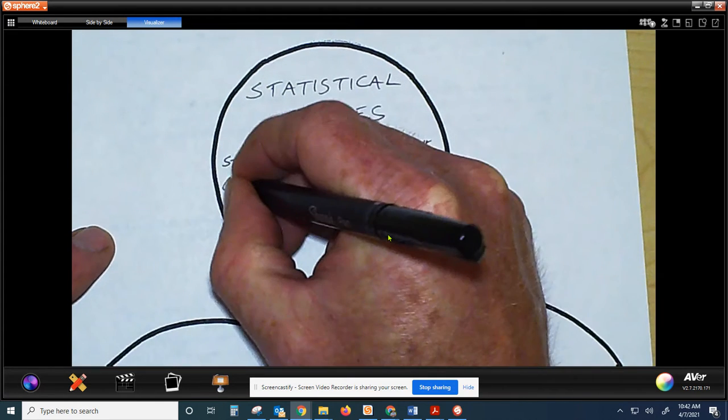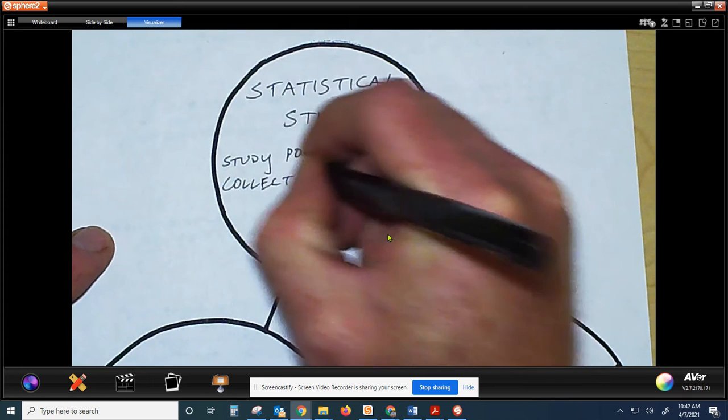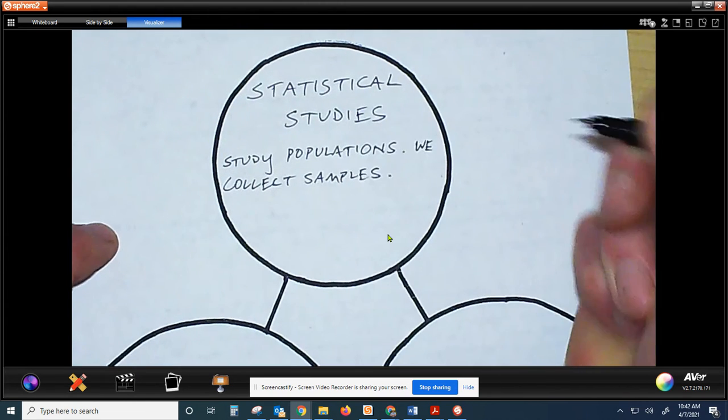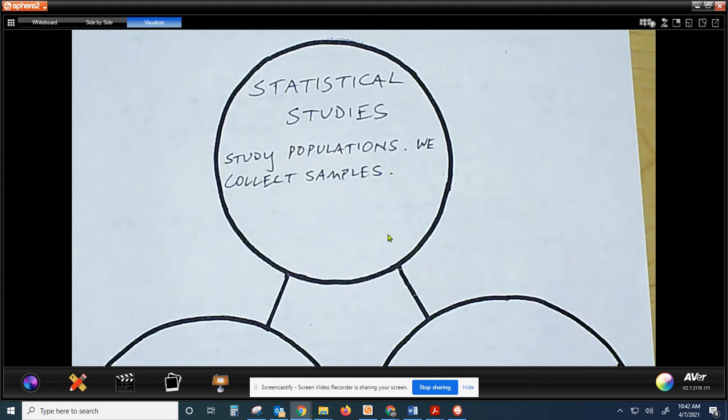We collect samples. So it's very rare in statistics that you would sample everybody in a population. There's over 6 billion people on the planet. It's too expensive to get information from all of them. So we would study a sample. And the sample is bound by the rules of statistics.